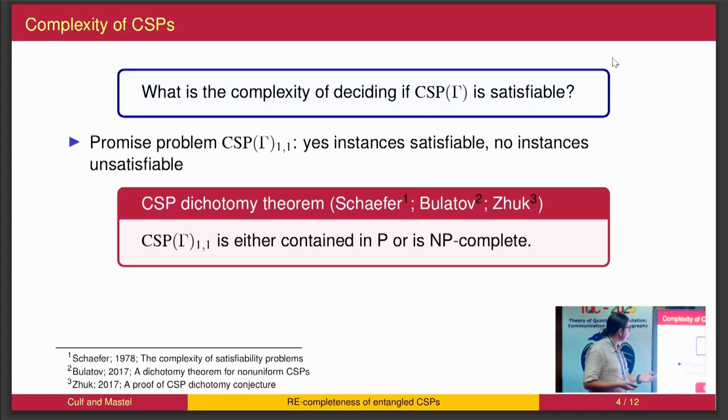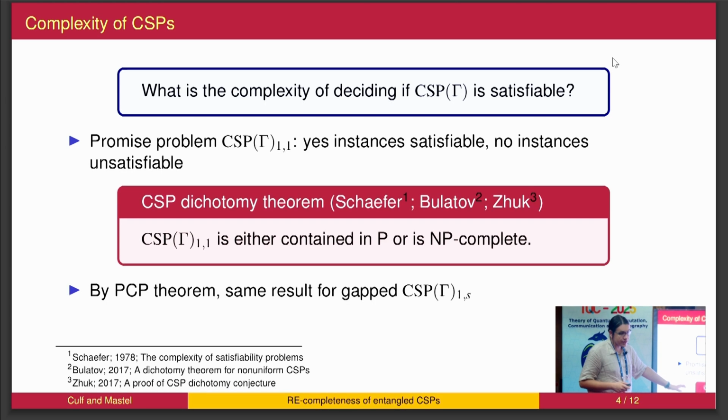It started with the work of Schaefer in the 70s, who showed that all Boolean constraint satisfaction problems are either polynomial time or NP-complete. And there's been work over the last two decades that culminated in these two 2017 papers of Bulatov and Zhuk, who show that the CSP problem is either contained in P or it's NP-complete. If P does not equal NP, this is a very different behavior from general computational problems, because in general you can have problems that sit in between P and NP, whereas here you have this dichotomy.